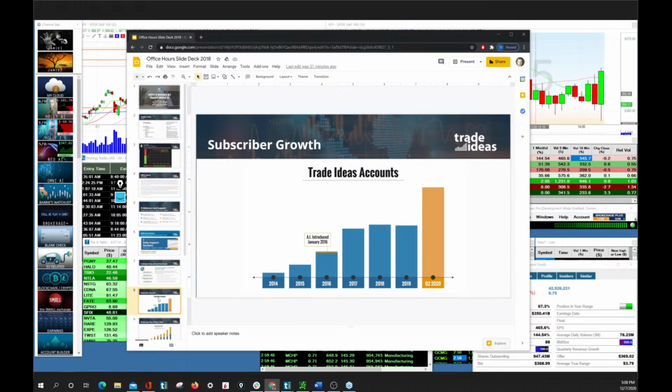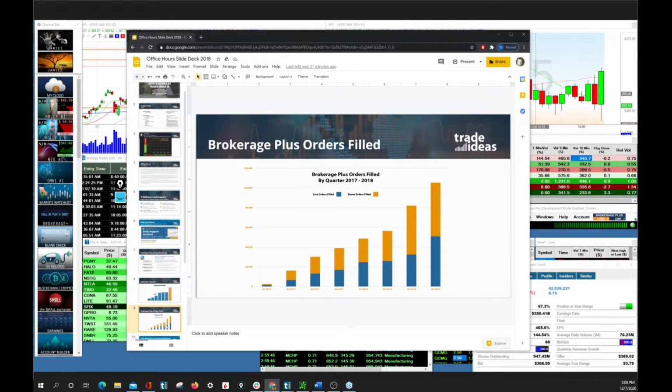Subscriber growth. Boy, we just keep on going. 2016, the first year we introduced the AI, and, boom, boom, boom, expect the trend to continue. In addition to that, all of our Brokerage Plus generated orders. The chart you're seeing right here is strictly looking at Interactive Brokers only, since that is currently the only broker-dealer that you can connect Brokerage Plus to.